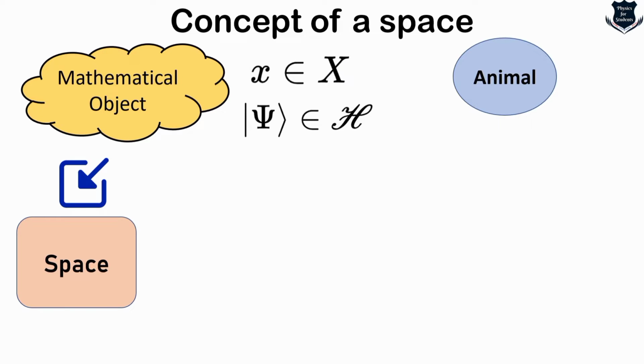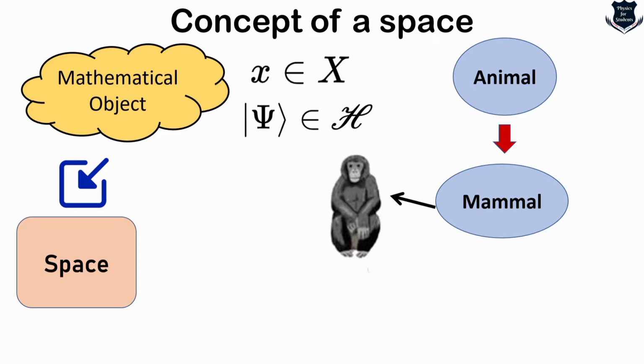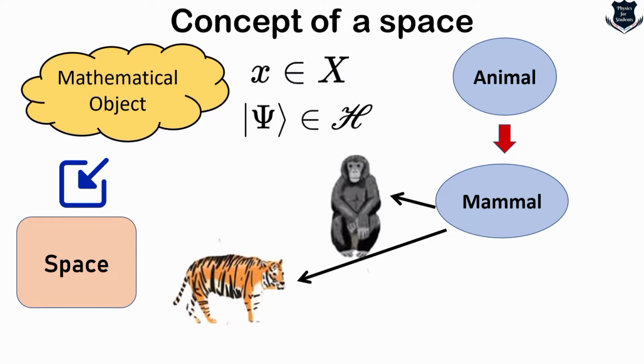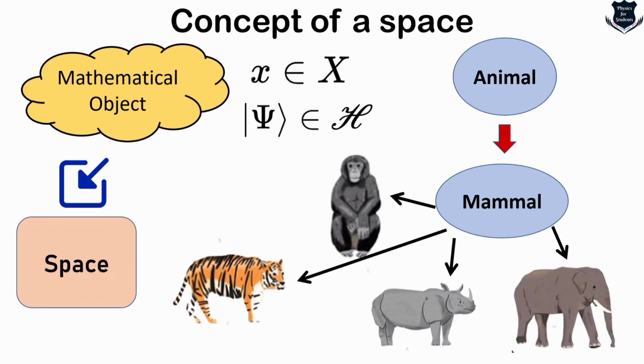So to make things simpler, let us take, for example, something which is called a mathematical object, for example, an animal, and it can be subdivided into a mammal, and those mammals can be divided into a monkey and a tiger and a rhinoceros and so on. So those who have learned a little bit of Java or C++, which is called object-oriented programming, you know the concept of this, that how one concept inherits from another.